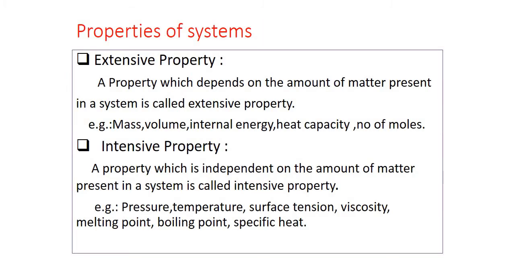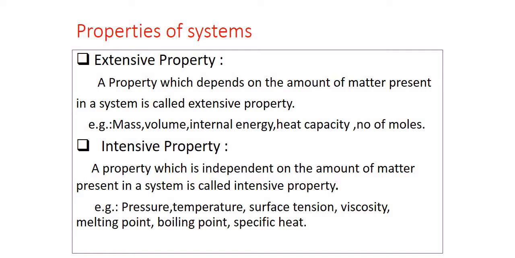Firstly, again we discuss properties of system. Extensive property: a property which depends on the amount of matter present in the system is called an extensive property. Examples: mass, volume, internal energy, heat capacity and number of moles.